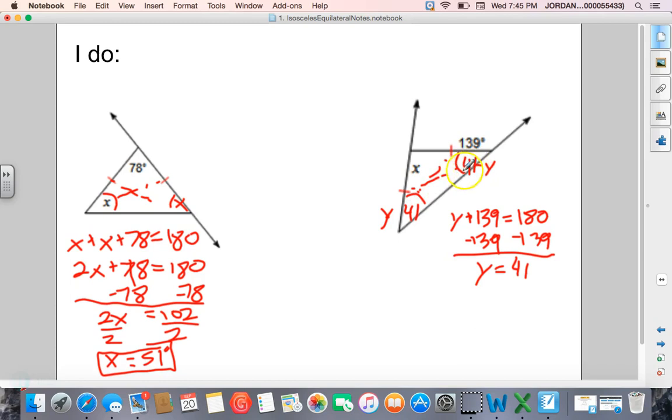Okay, now you can use your triangle sum theorem. All three angles must add up to be 180. So x plus 41 plus 41 should equal 180. 41 and 41 is 82.